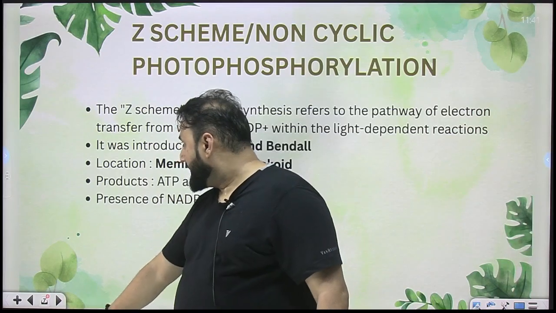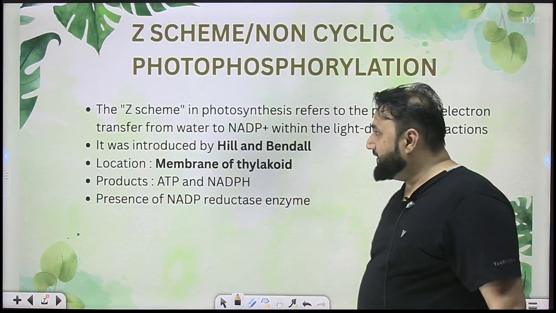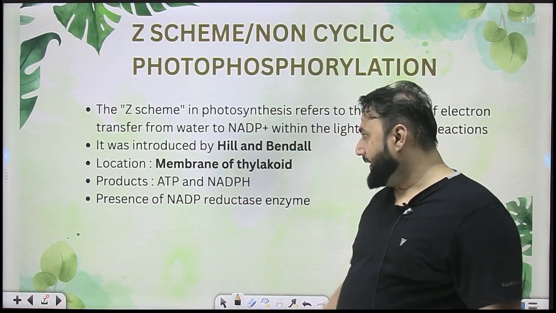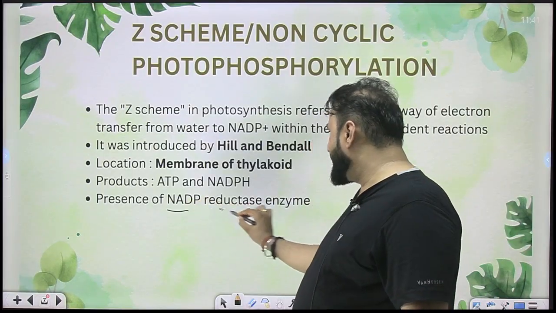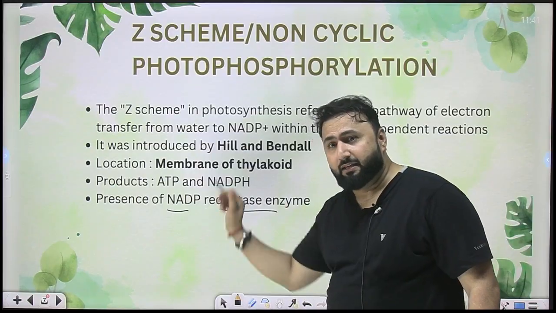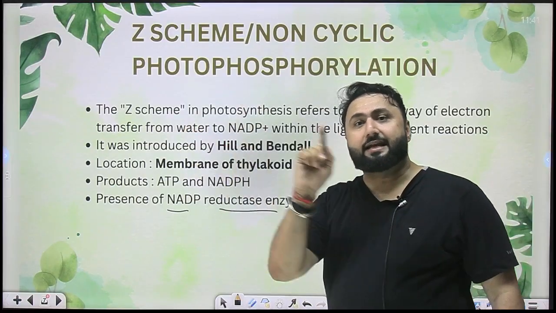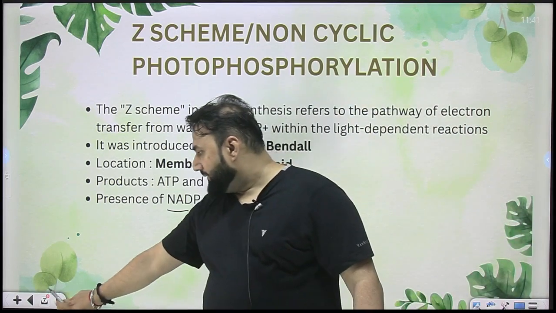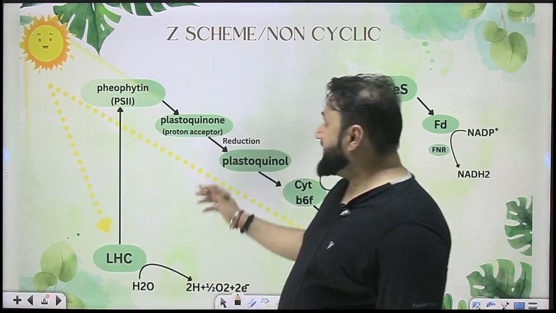Okay. Now, the Z scheme was given by Hill and Bendall, and the location is the membrane of the thylakoid. Okay, presence of NADP reductase enzyme. Now, when we are talking about the presence of NADP reductase enzyme in the Z scheme, that means in the cyclic reaction we won't be having this enzyme. Okay, fine. This is a Z scheme.